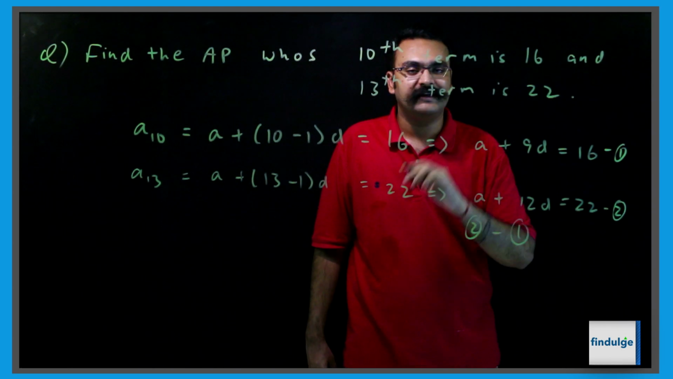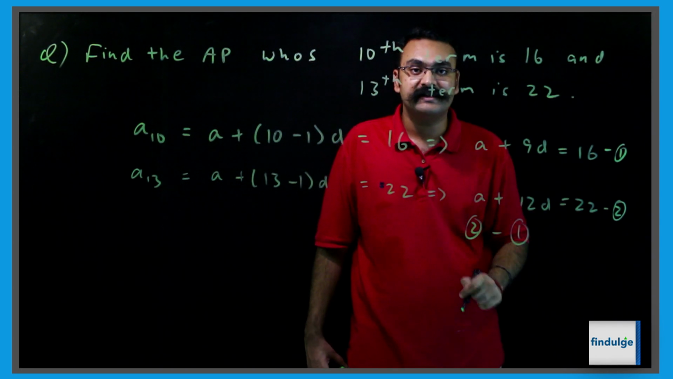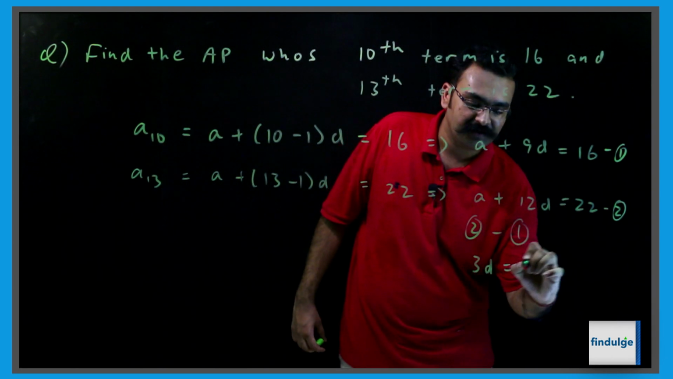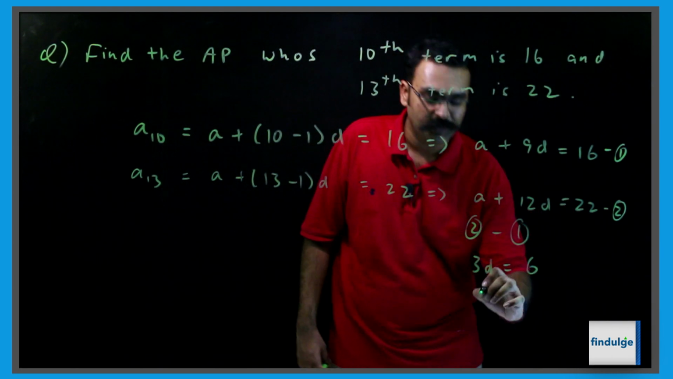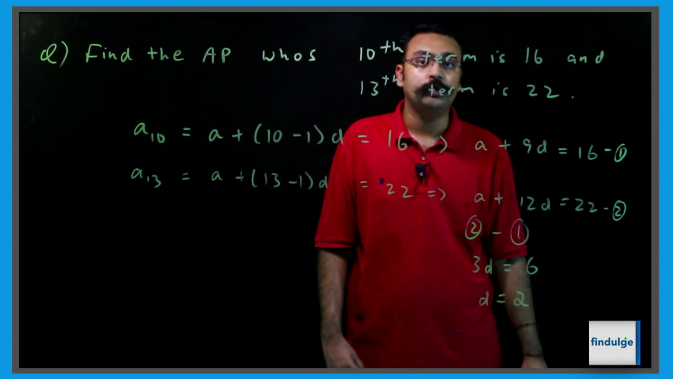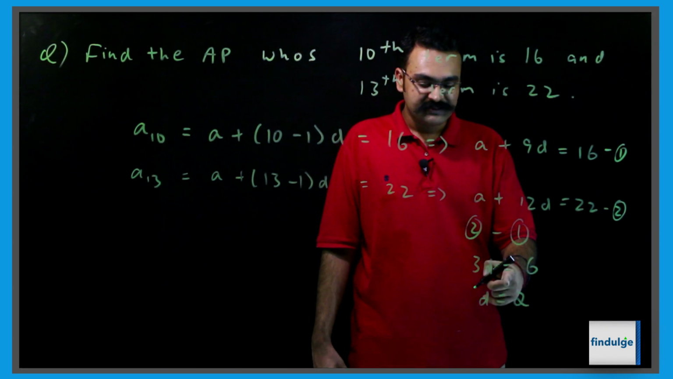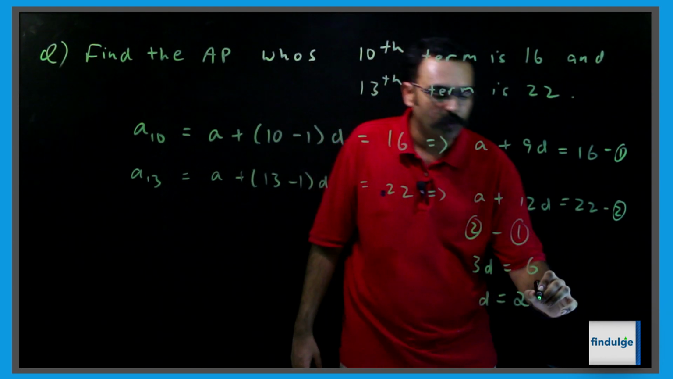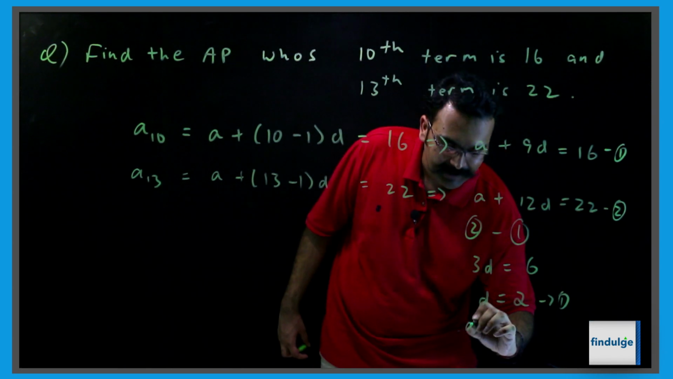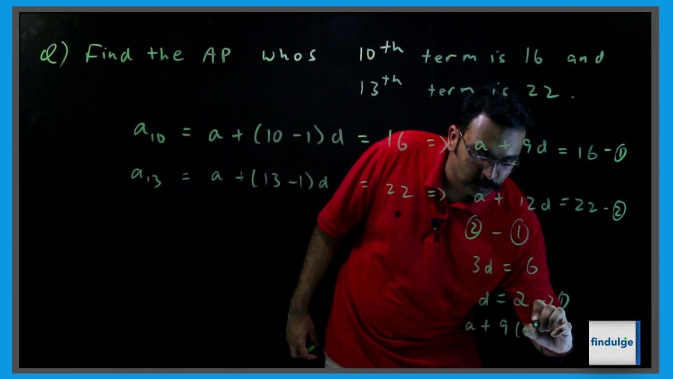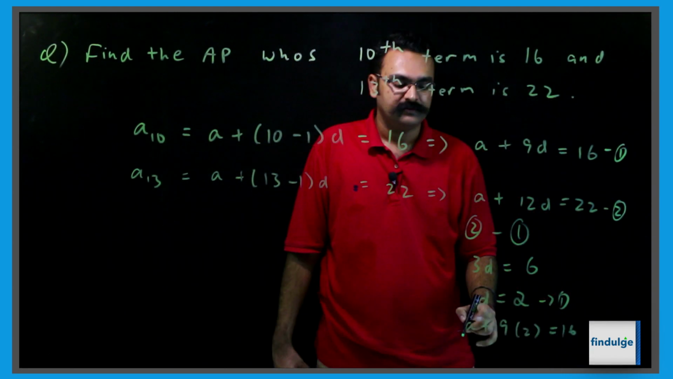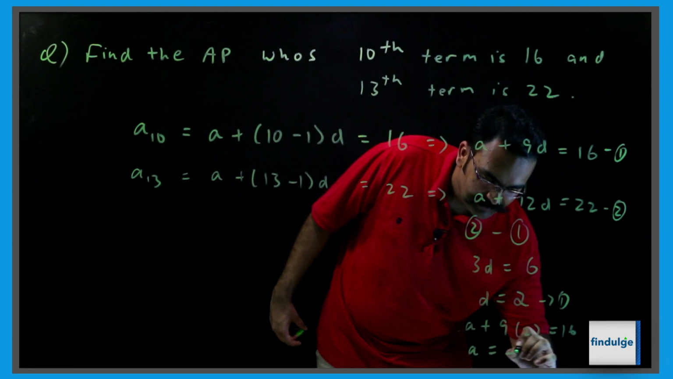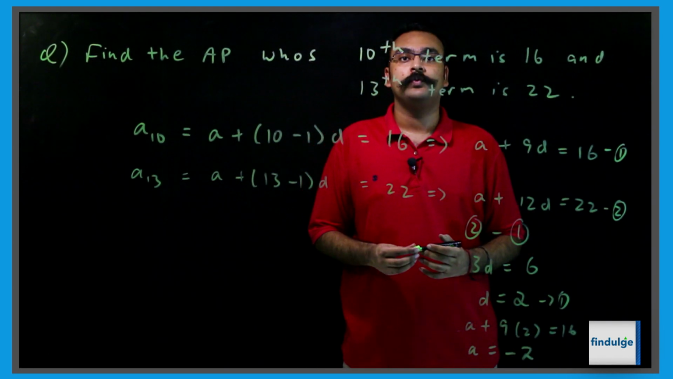A minus A will get cancelled. 12D minus 9D will be left with 3D. 22 minus 16 will be left with 6. So we are getting that D is equal to 2. Now substituting back into any one of the equations, let's say into 1, we will get A plus 9 into 2 is equal to 16. This is nothing but A plus 18 is equal to 16, which means A is equal to minus 2.